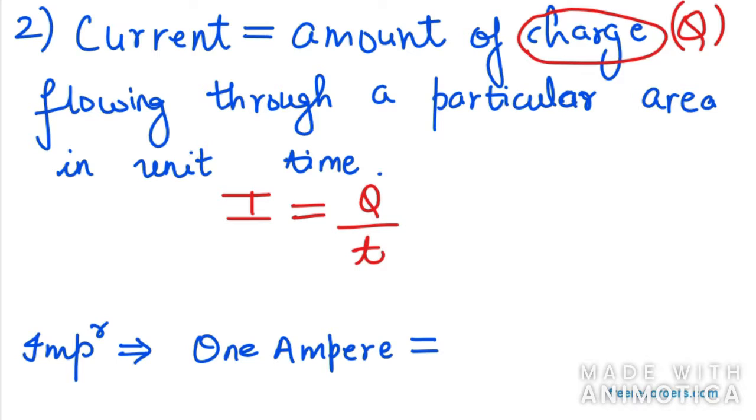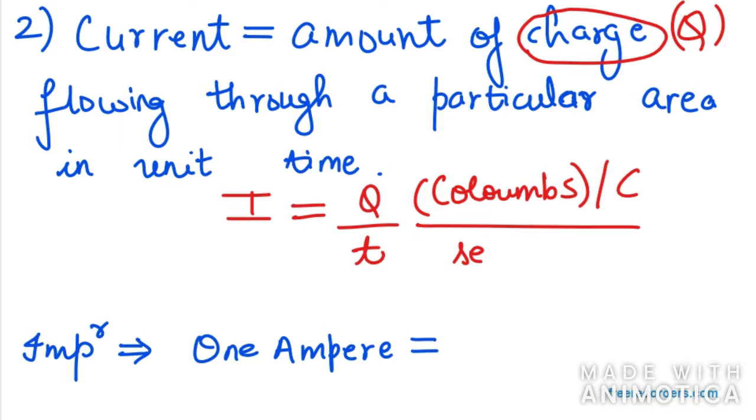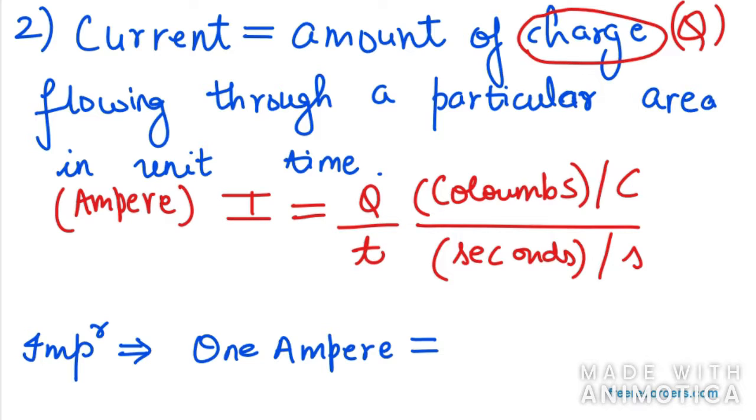Now what does it mean? It means what amount of charge can flow through a circuit in a particular time or through a particular area. So as you know, Q is the charge, which has the SI unit coulombs, or you can write it as C, and time can be written as seconds, that is S. And current is always measured in ampere. The unit for current is ampere.